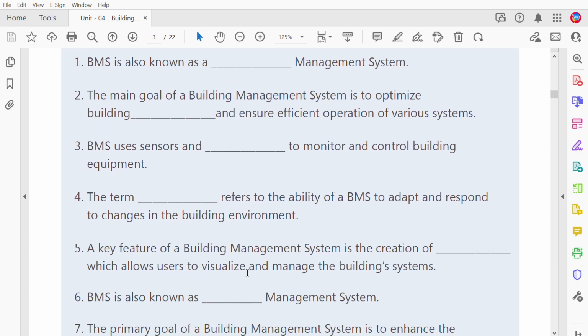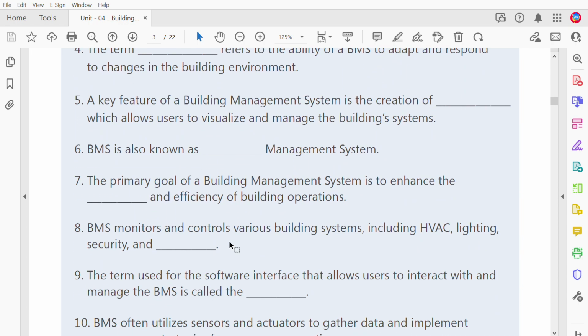The term "smart" in building management systems refers to the ability of the BMS to be adapted and respond to a change in the building environment. Some of the key features of BMS is the creation of graphics, which allow users to visualize and manage the building systems. BMS is also known as building management system. So these are some of the thoughts that we could have.